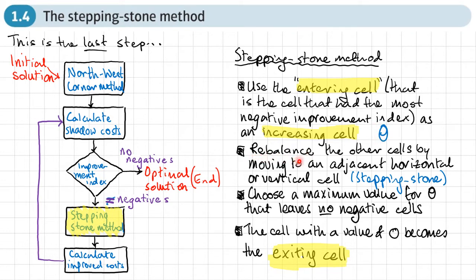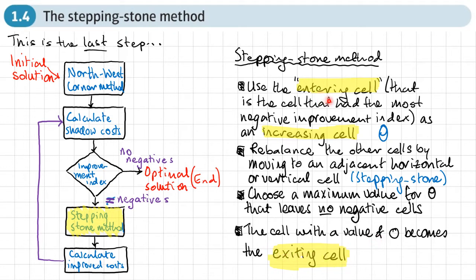Now what we then need to do is to rebalance the other cells, that is rebalancing the transportation costs, by moving to an adjacent horizontal or vertical cell. This is what's called a stepping stone method. So you're basically going to be moving across or moving down, never moving diagonally, to rebalance the supply and demand of the cells. Now when we go through an example, it'll make a lot more sense than just reading through a list of instructions. Then we choose the maximum value for theta, this increasing cell, that leaves no negative cells, and then a cell with a value of 0 becomes the exiting cell.